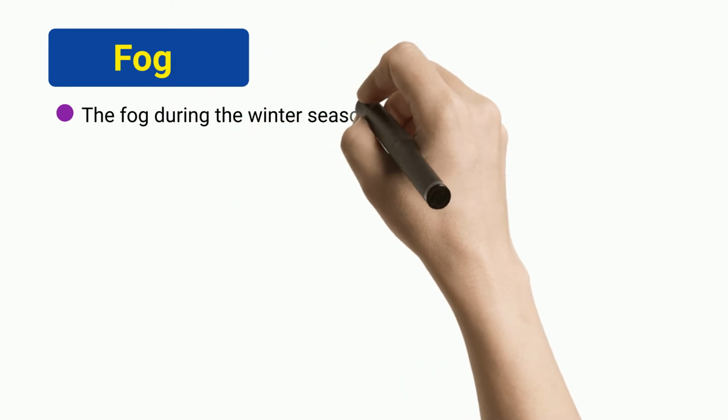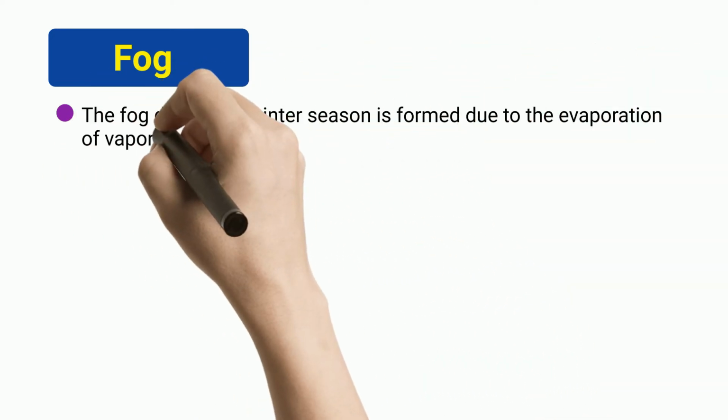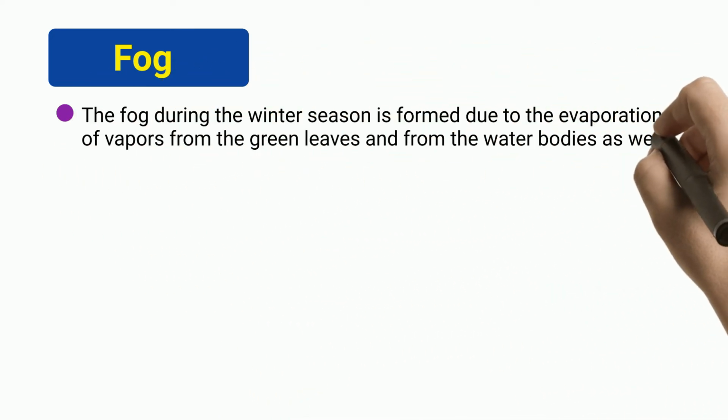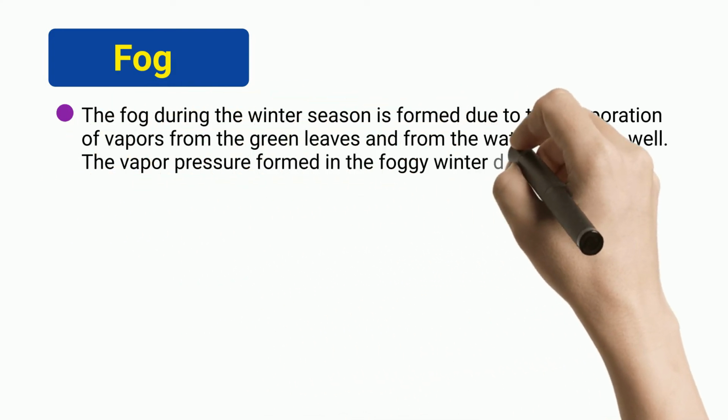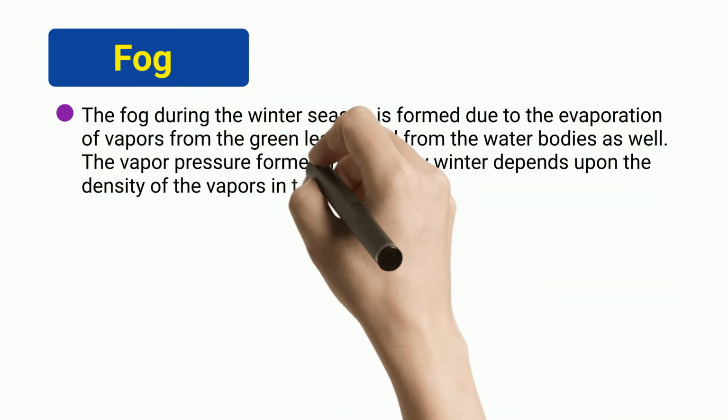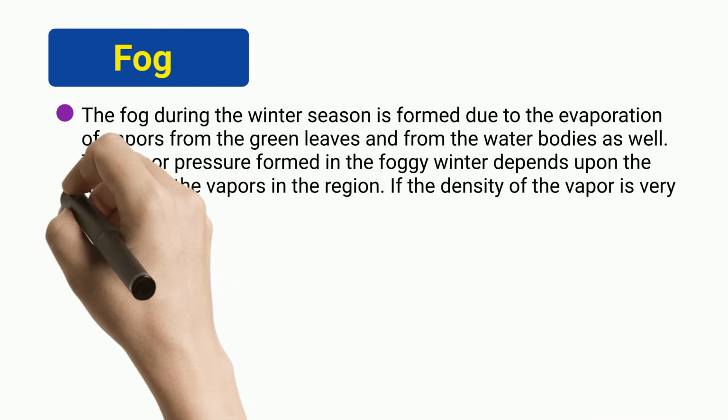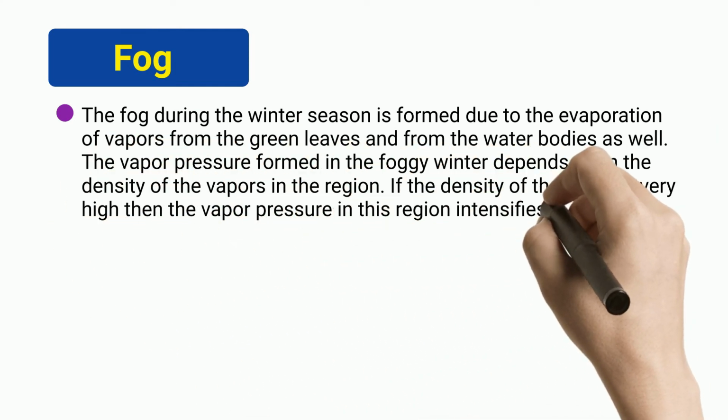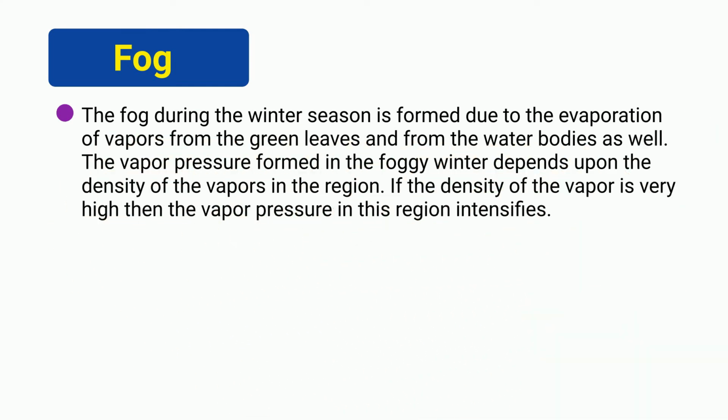Fog. The fog during the winter season is formed due to the evaporation of vapors from the green leaves and from the water bodies as well. The vapor pressure formed in the foggy winter depends upon the density of the vapors in the region. If the density of the vapor is very high, then the vapor pressure in this region intensifies.